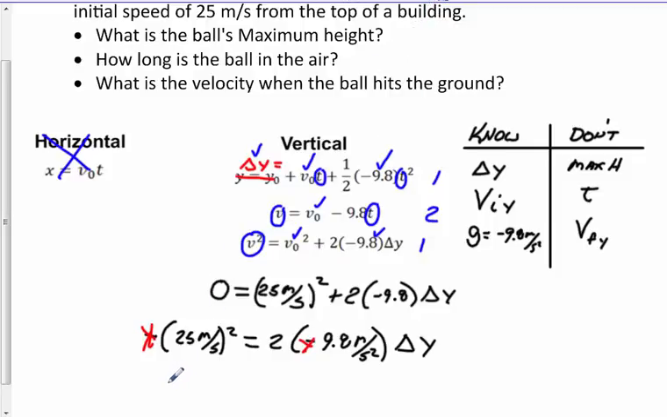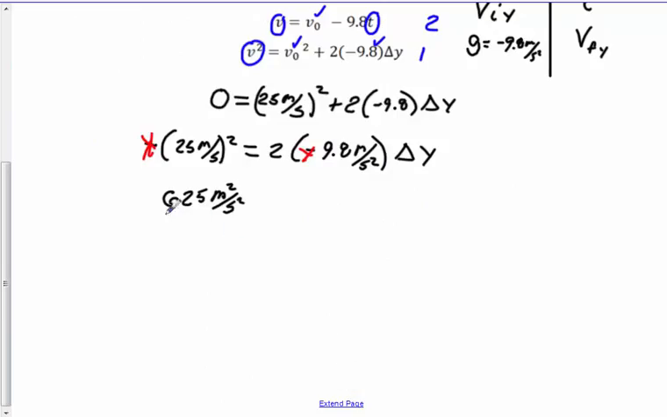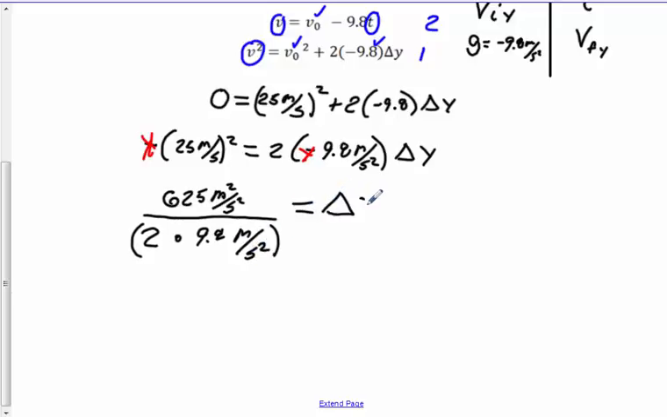I will get 625 meters squared over second squared. Scroll down a little bit. We're going to divide by 2 times 9.8 meters per second squared. That right there is going to give me delta y, my maximum height.